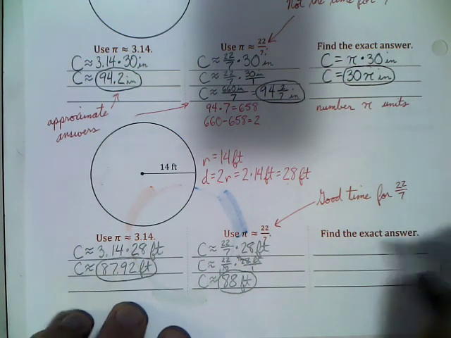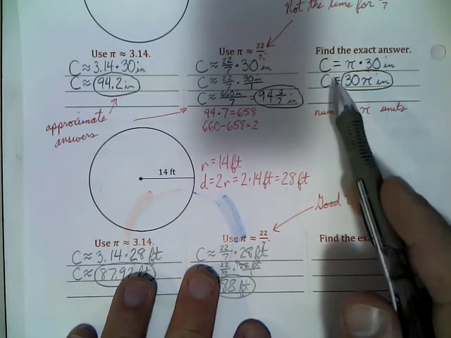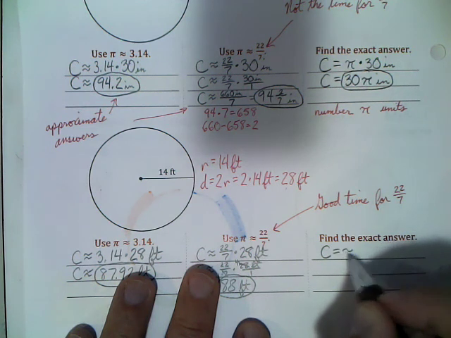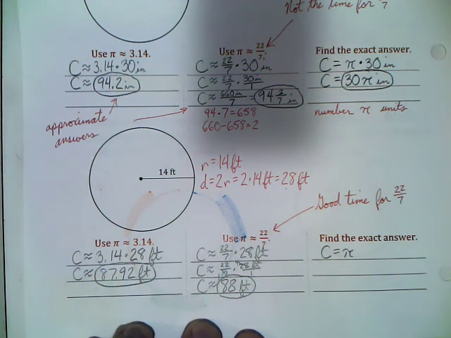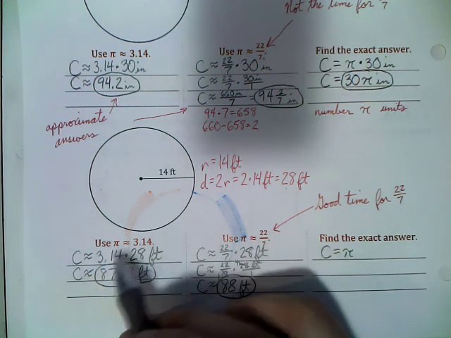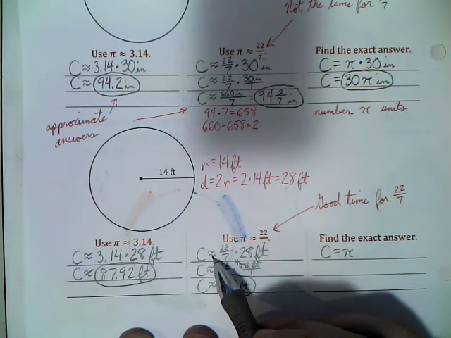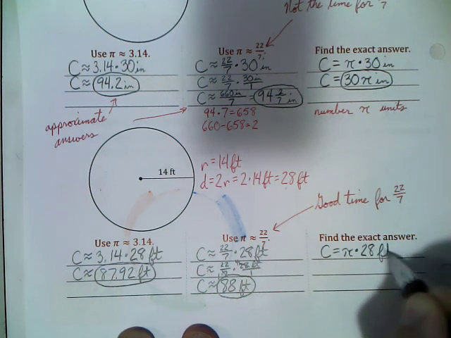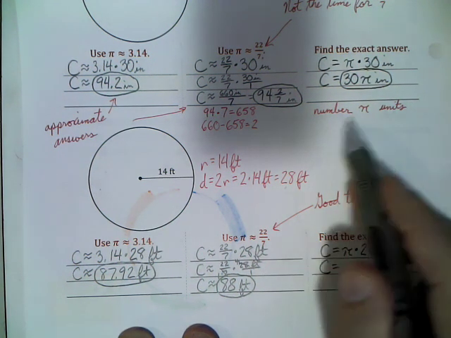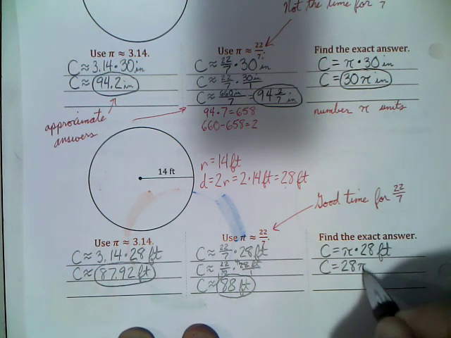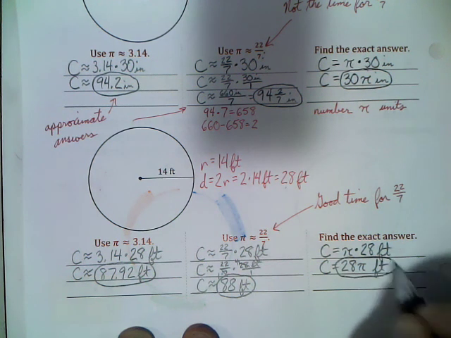All right, finishing it off, find the exact answer then. So just like we did up here, we start with C, and this time because we're continuing to use the pi symbol, it's going to actually be equal. As long as we continue to use the symbol, it actually is equal. Anytime you replace it with something it's approximately equal to, then this ends up being approximately equal to. So pi times d, d in this case we found out was 28 feet. And then it's just a matter of putting it in this order. So number, pi, units. 28 pi feet is my exact answer.